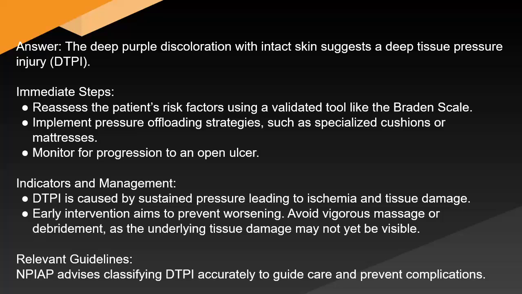Immediate steps: reassess the patient's risk factors using a validated tool like the Braden scale. Implement pressure offloading strategies, such as specialized cushions or mattresses. Monitor for progression to an open ulcer. Indicators and management: DTPI is caused by sustained pressure leading to ischemia and tissue damage. Early intervention aims to prevent worsening.